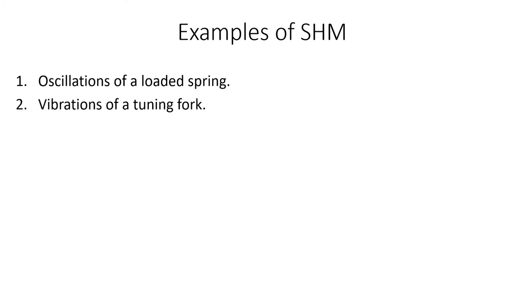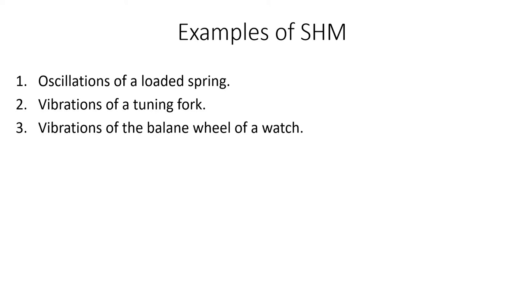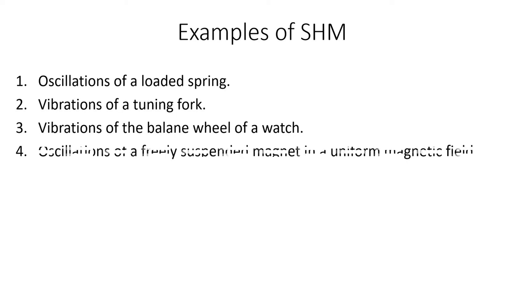And examples of simple harmonic motion: oscillations of a load on a spring, if it is oscillating, we can consider as simple harmonic motion. Similarly, vibrations of a tuning fork, vibrations of the balance wheel of a watch, and the oscillations of a freely suspended magnet in a uniform magnetic field can all be considered as simple harmonic motion. Okay. Now we will discuss the differential equation of simple harmonic motion.